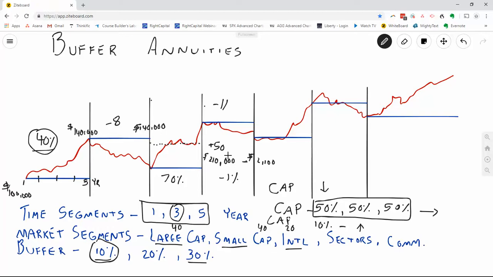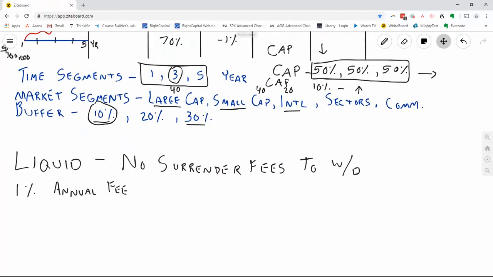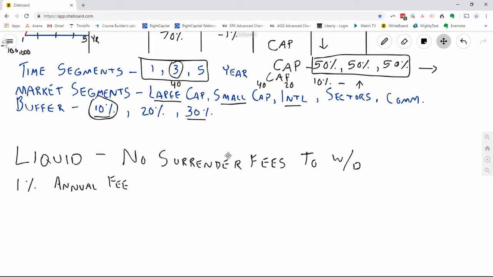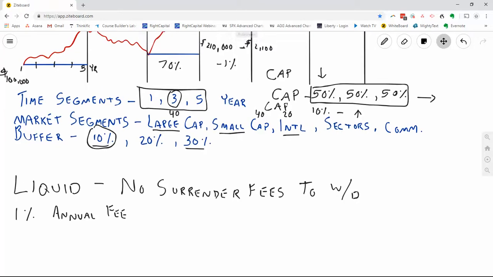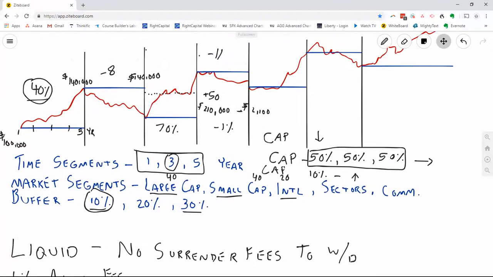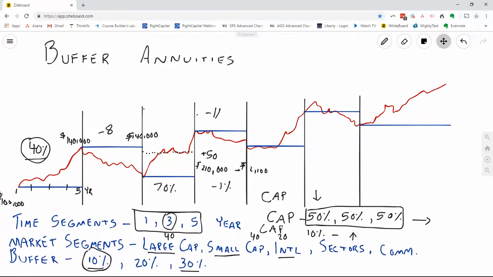Because these are, as we said, fully liquid, there's no surrender fees if you want to withdraw money in between these time horizons or time segments. And from the standpoint of cost, you're going to have a 1% annual fee that's going to be deducted from the account in order to provide compensation for the advisor. So that's about average in terms of the types of growth assets or accounts that you'll use.